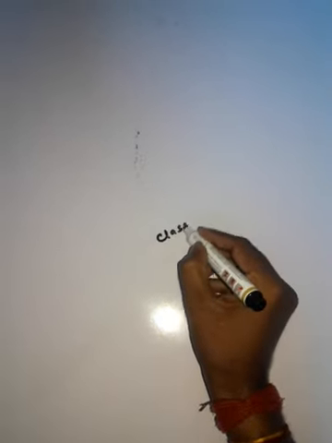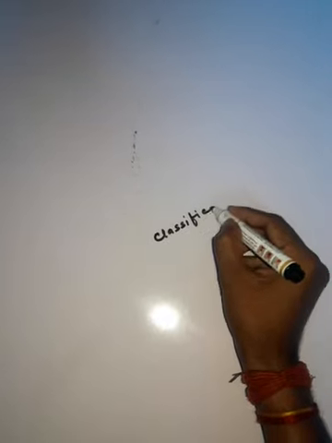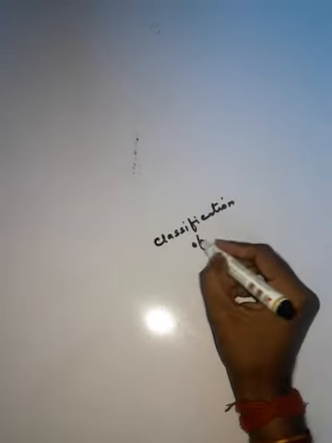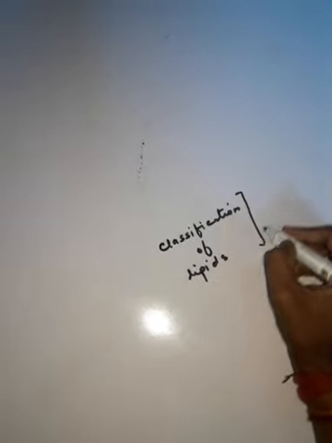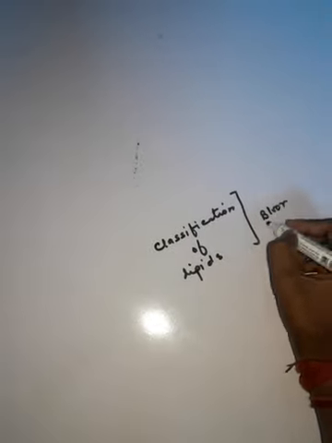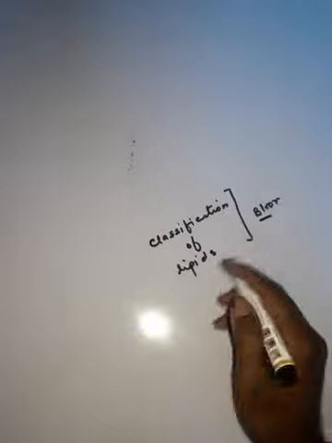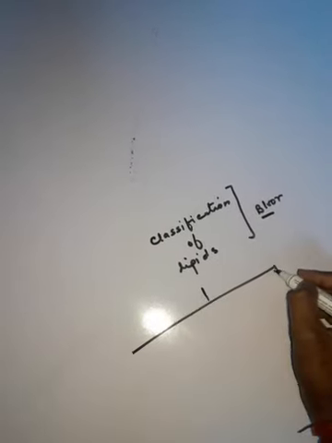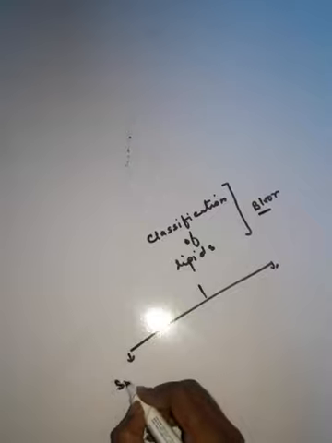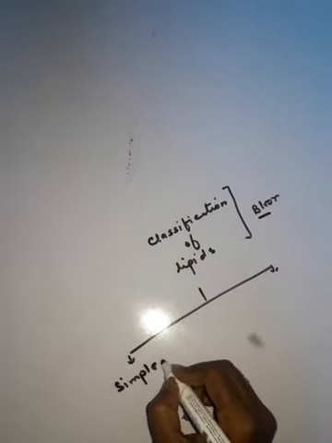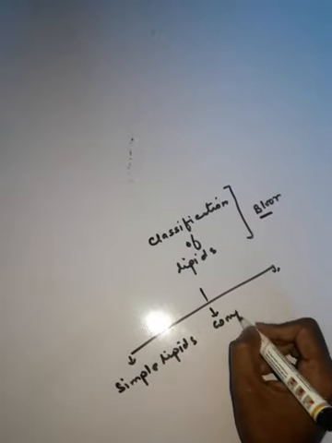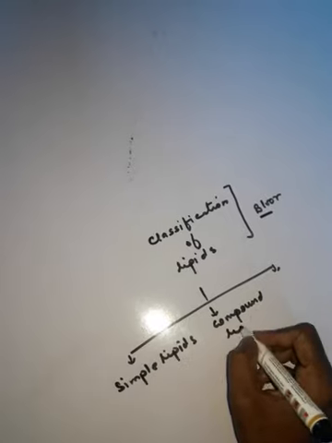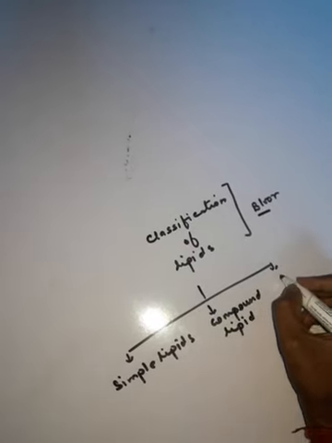So hello friends, today we are going to discuss the classification of lipid, and this classification of lipid is given by one scientist, the biologist Bloor. They categorize the lipid into three parts. One is simple lipid, one is compound lipid, third one is derived lipid.